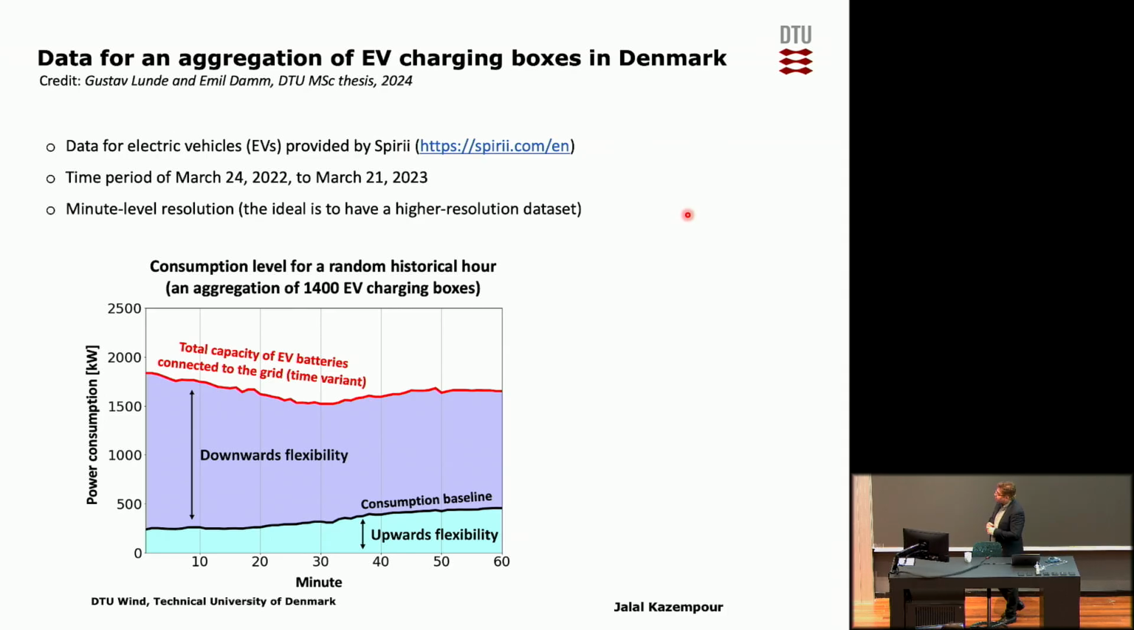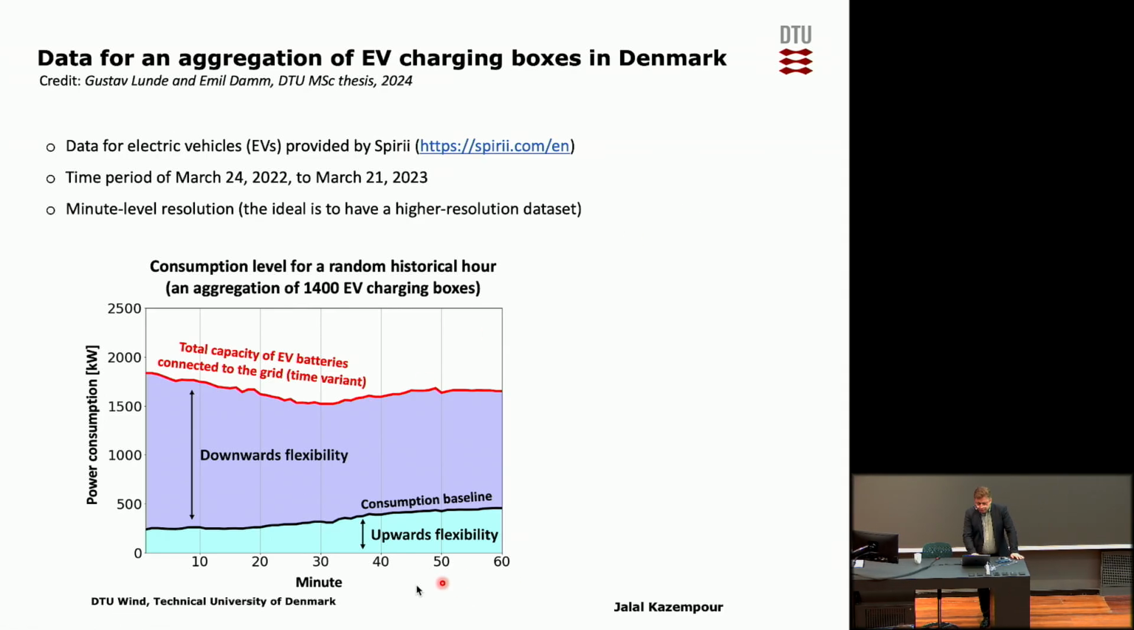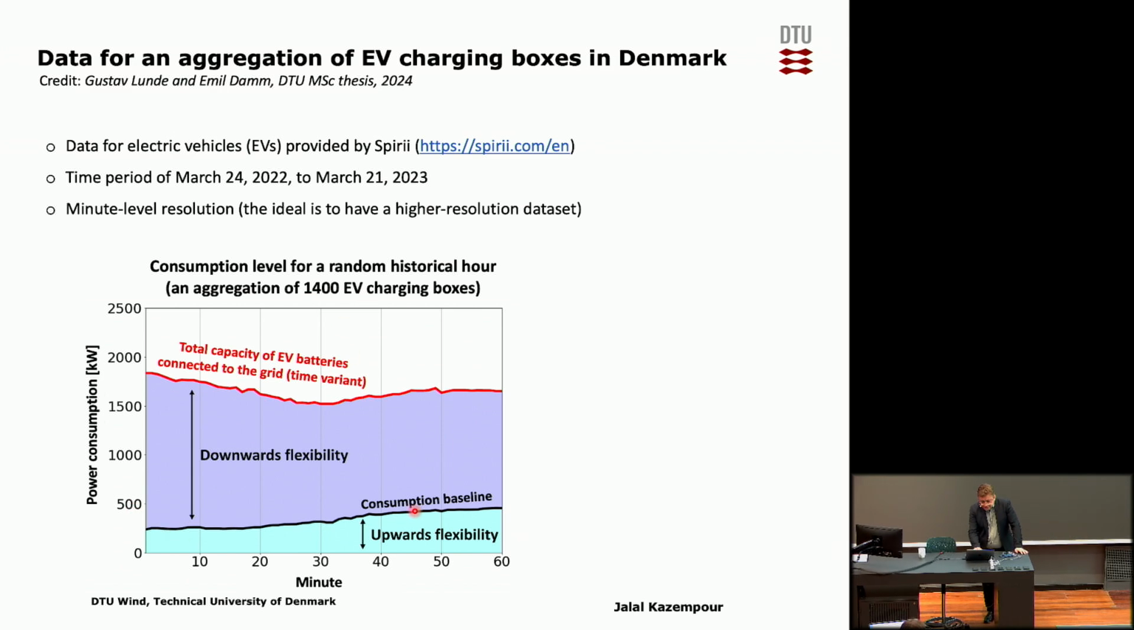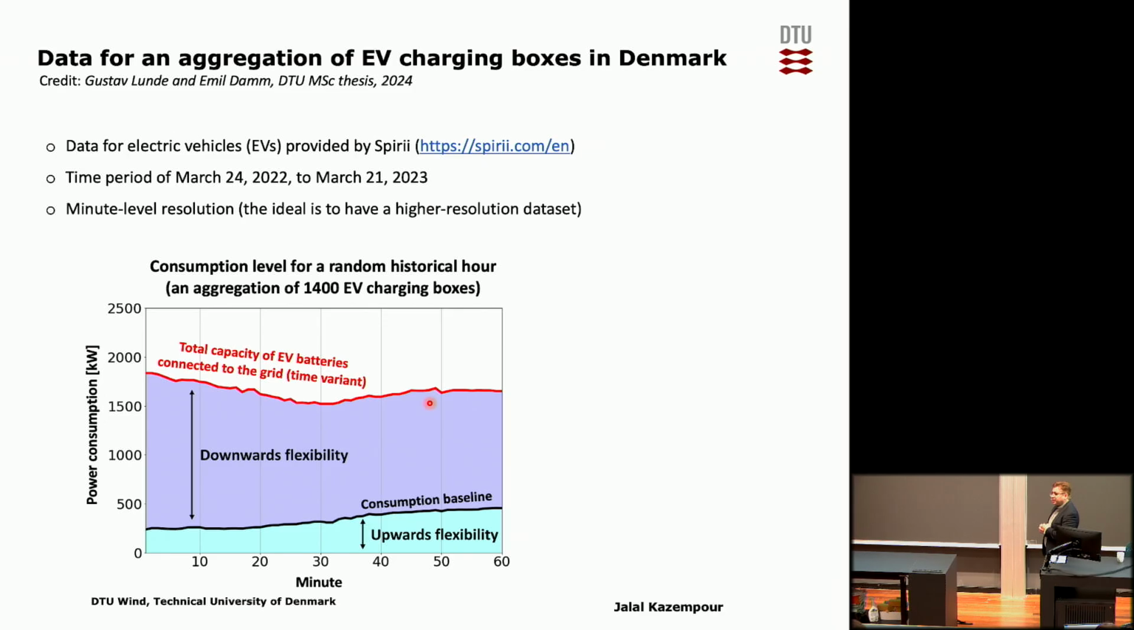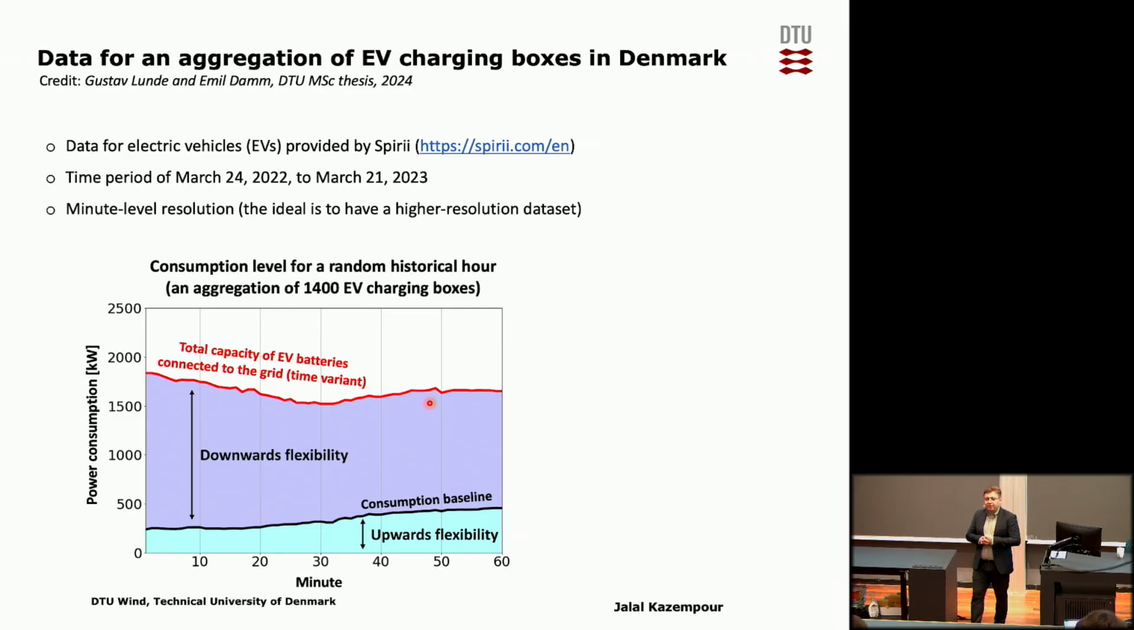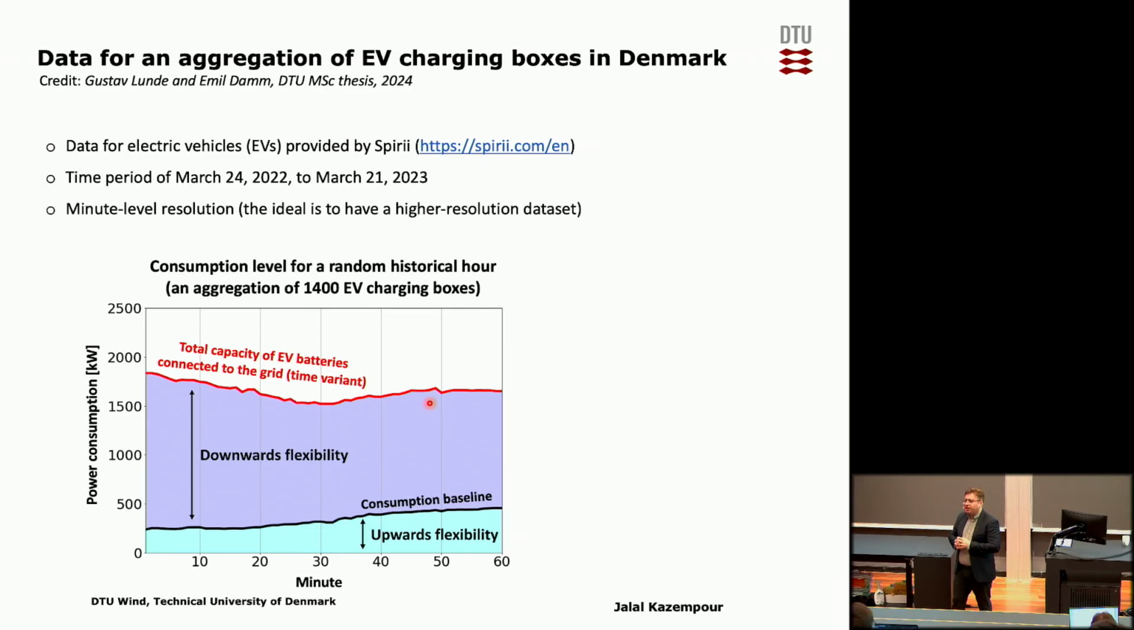So, for example, for an example hour, you can see the power consumption. The total power consumption of 1,400 EVs looks like this, so we call it the consumption baseline. The red curve shows the maximum consumption our EVs could have in that minute. And you see that it's time changing, it's time variant.